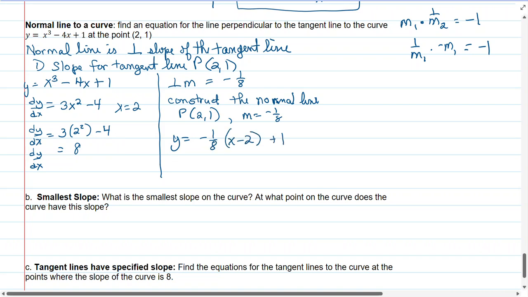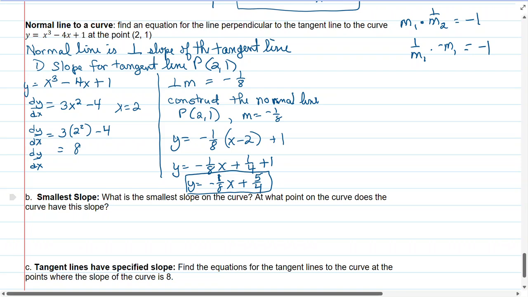And you work this one the way you were taught in your high school, and I'm okay with that. This is going to be 2 eighths, and 2 eighths reduces to... So I'm going to have 1/8 x plus 5/4, and the use of fractions.